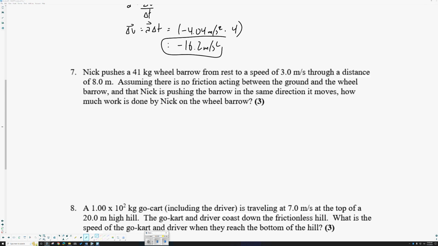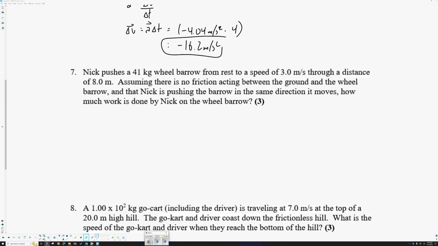Question 7. Nick pushes a 41-kilogram wheelbarrow from rest to a speed of 3 meters per second over a distance of 8 meters. Assuming there's no friction acting between the ground and the wheelbarrow, and Nick is pushing the wheelbarrow in the same direction it moves, how much work is done by Nick on the wheelbarrow?